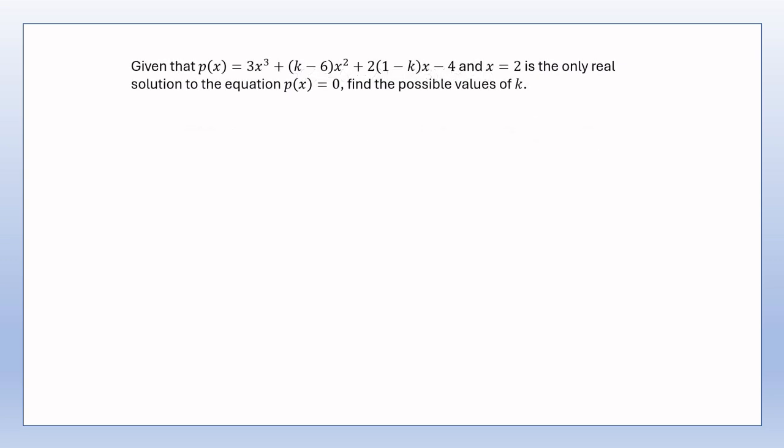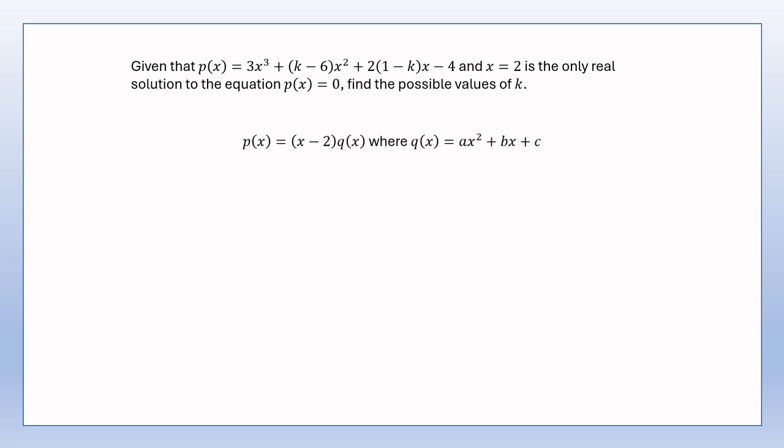Given that P of x is equal to 3x cubed plus k minus 6x squared plus 2 times 1 minus k x minus 4, and x is equal to 2 is the only real solution to the equation P of x equals 0, find the possible values of k. Since x equals 2 is a solution to the equation P of x equals 0, then P of 2 equals 0, and so x minus 2 is a factor of P of x by the factor theorem.